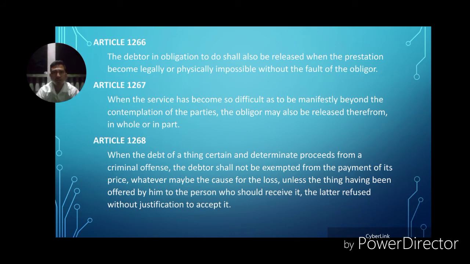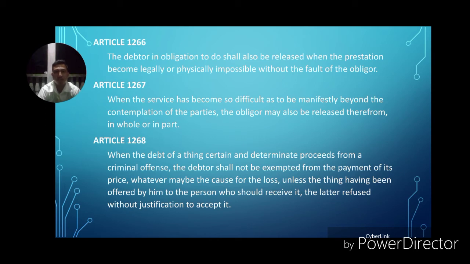Article 1266. The debtor in obligations to do shall also be released when the prestation becomes legally or physically impossible without the fault of the obligor. Article 1267. When the service has become so difficult as to be manifestly beyond the contemplation of the parties, the obligor may also be released therefrom, in whole or in part.